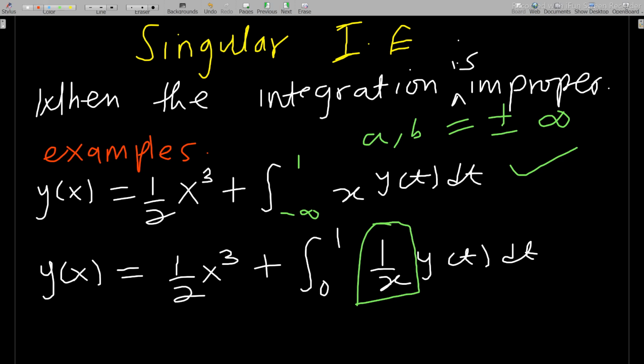Once you have these conditions happening, meaning one of the limits, or both, are infinity, then you have a singular integral equation. Or when the kernel is discontinuous within the limits of integration, then you have an improper integral, and this makes it a singular integral equation. Other than that, you have a non-singular integral equation. I hope I make sense here.